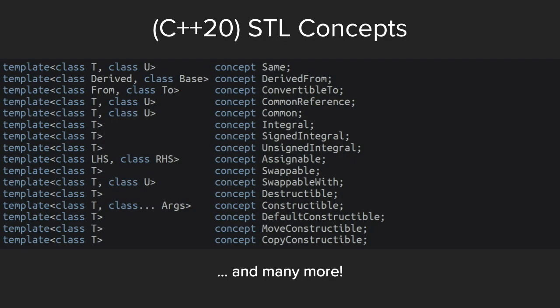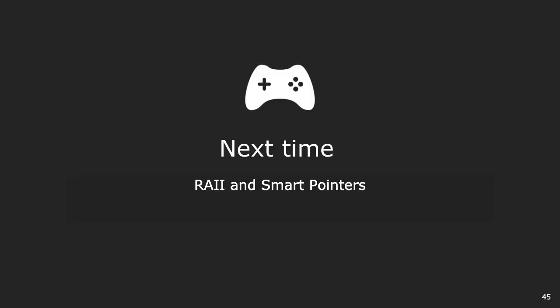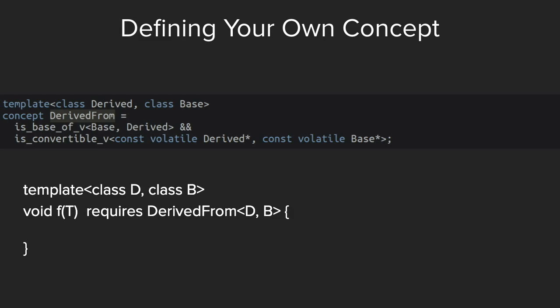And really quickly, the STL has a bunch of concepts defined. These are just sets of named requirements. What one might look like is something like that: derived from, requires, is base of, and is convertible. These are things coming up in C++20, super exciting, and you can write and use your own concepts. So that's a really brief overview. I'll devote a slide of it at the beginning of next lecture.